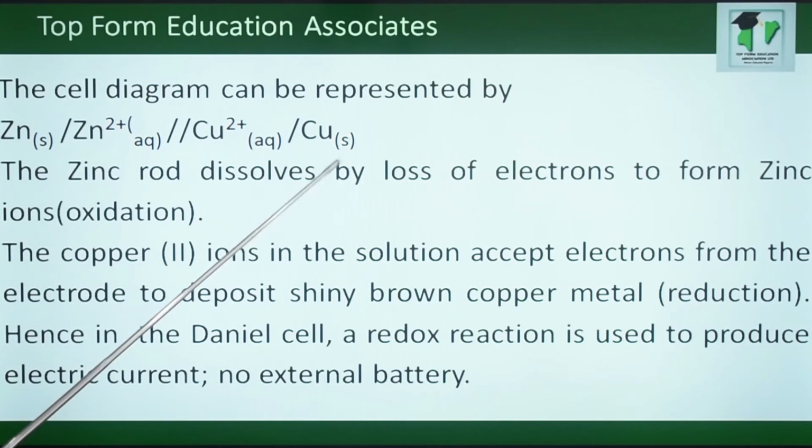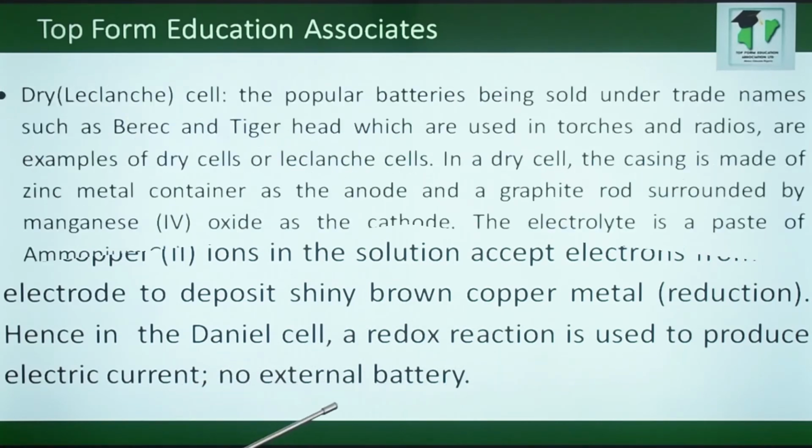The zinc rod will dissolve by loss of electrons to form zinc ions, that is oxidation reaction, while the copper(II) ions in the solution accept electrons from the electrode to deposit shiny brown copper metal, which is reduction. Hence, in the Daniell cell, a redox reaction is used to produce electric current, no external battery.